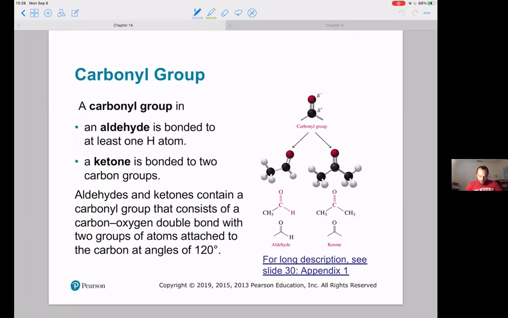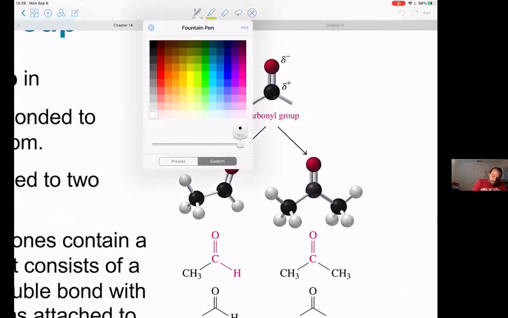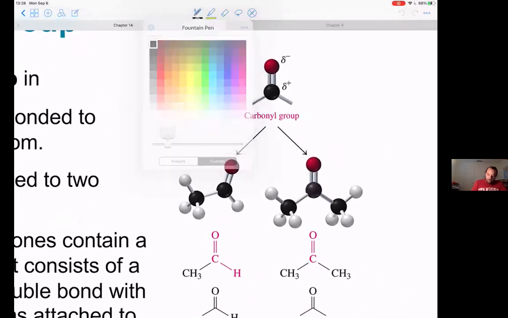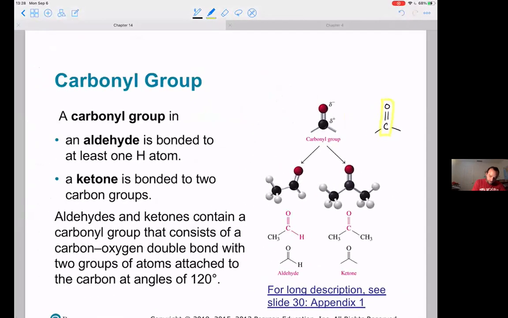Okay, so let's focus in here on what we're talking about. Aldehydes and ketones revolve around what's called a carbonyl group, or a carbon that's double bonded to an oxygen. So the bond itself, this guy right here, we call a carbonyl. That's like the name of the bond. And again, that's a carbon double bonded to an oxygen.